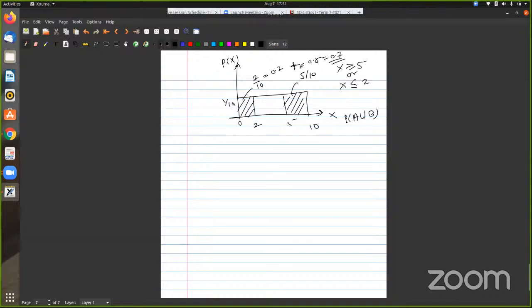So in this case, you will be getting the probability of A plus the probability of B, if these are the two events. So I can define one event as x is greater than 5 and the other event as x is less than or equal to 2.